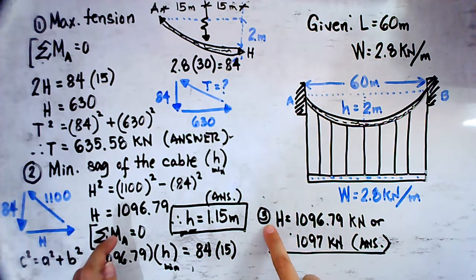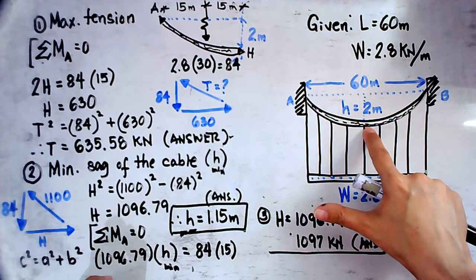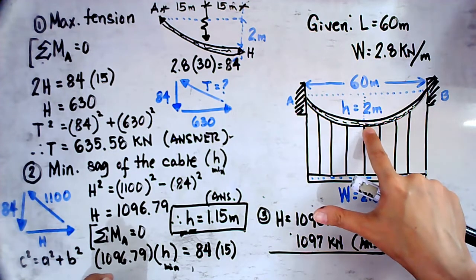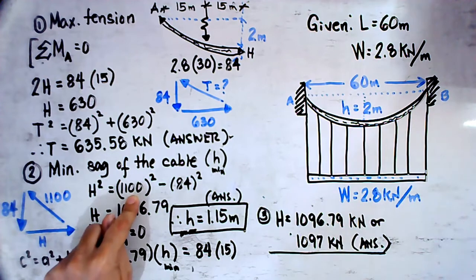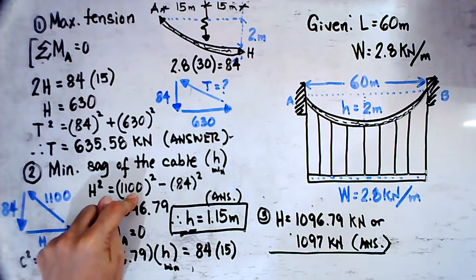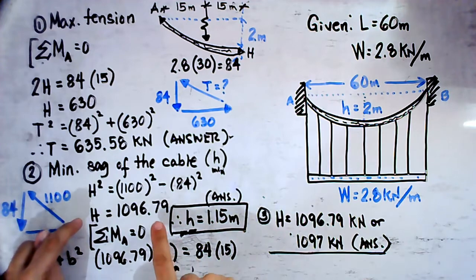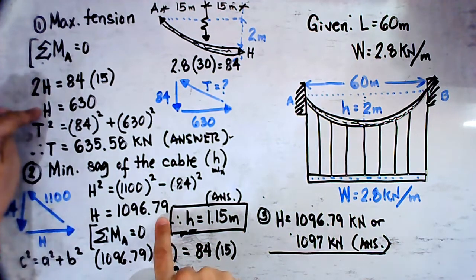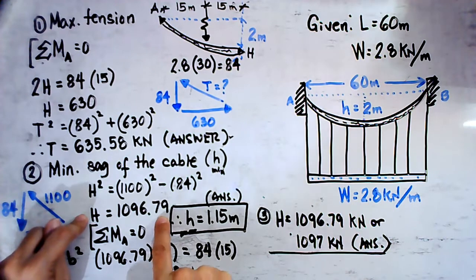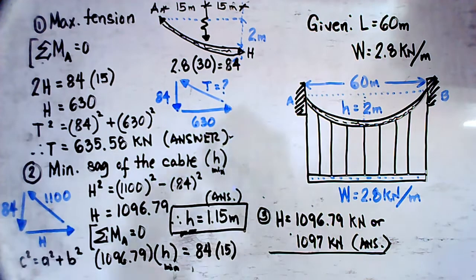Remember that the question in number 3, or the last question, is regarding the tension at the lowest point with the application of allowable tensile load of 1,100 kilonewton. So that means instead of using the 630, our answer should be 1,097 kilonewton. Okay, so that will be the end of our video tutorial regarding parabolic curve.